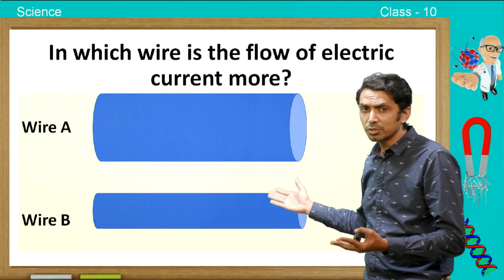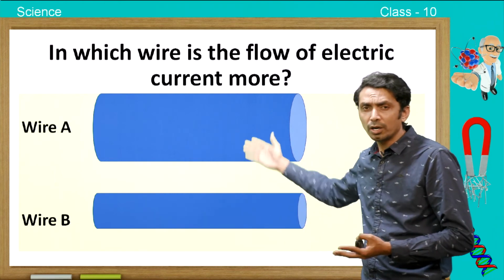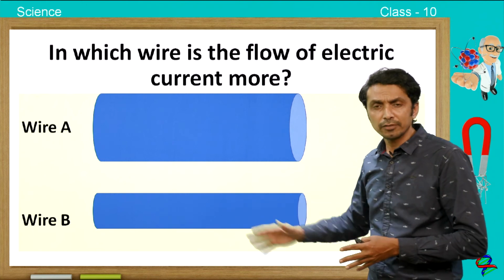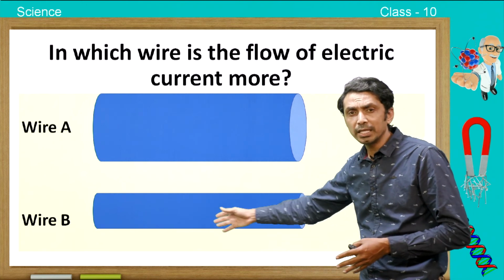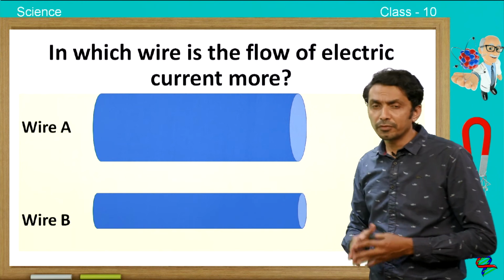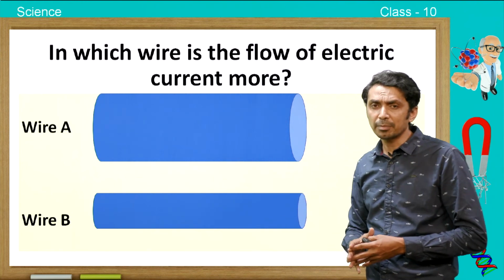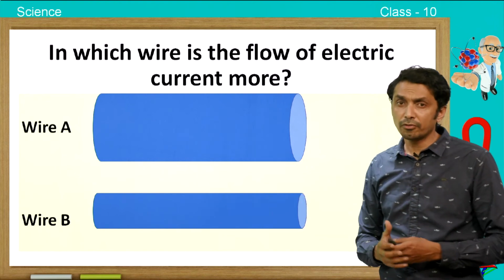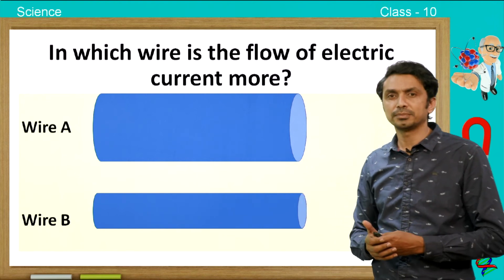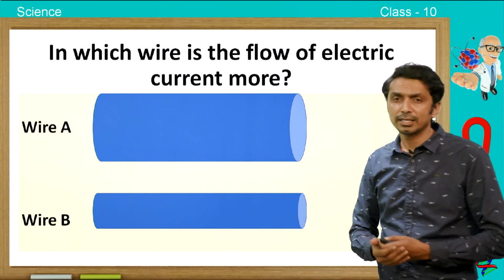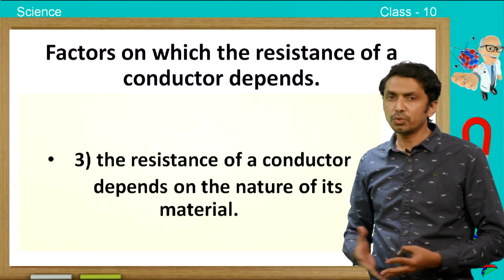It is some sort of a bigger road and a narrow road situation which we face in our daily lives. If the road is narrow, we will have many obstructions to freely pass through that road. In the same way, it is happening inside the conductors for the flow of electrons. So the answer is wire A, the electric current is more. Two factors we have learned.